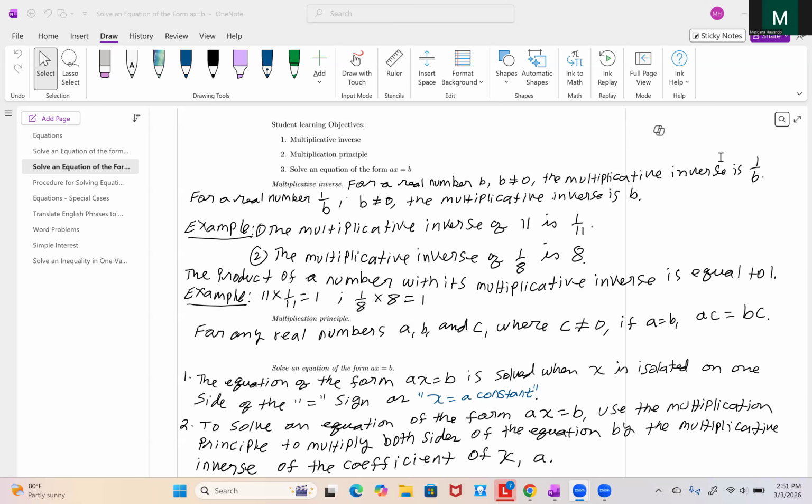Solve an equation of the form ax = b. 1. The equation of the form ax = b is solved when x is isolated on one side of the equal sign as x equal to a constant. A constant means a number. 2. To solve an equation of the form ax = b, use the multiplication principle to multiply both sides of the equation by the multiplicative inverse of the coefficient of x, which is a.